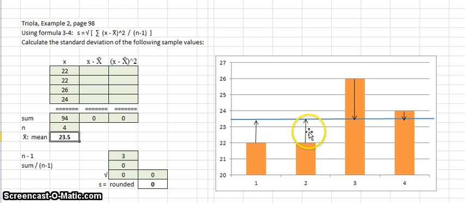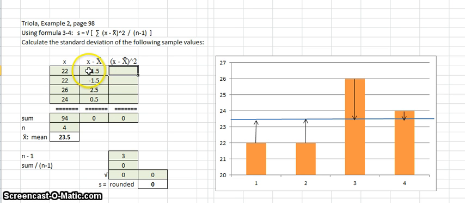And the deviations can be either plus or minus. The deviations are then the original value minus the mean. So 22 minus 23.5 is minus 1.5. For the third value, 26 minus 23.5 is 2.5. And 24 minus 23.5 is 0.5. We could add these up, but their sum is 0. And that's true for the sum of the deviations of any numbers from their mean, so that's not too helpful.